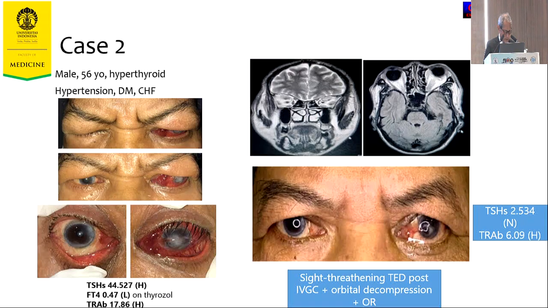Case number 2 is a 50-year-old male with sight-threatening thyroid eye disease. We could see the condition of the eye both before and after intravenous steroid and orbital decompression surgery. We could see that there was a significant improvement after we did the IV steroid and orbital decompression.